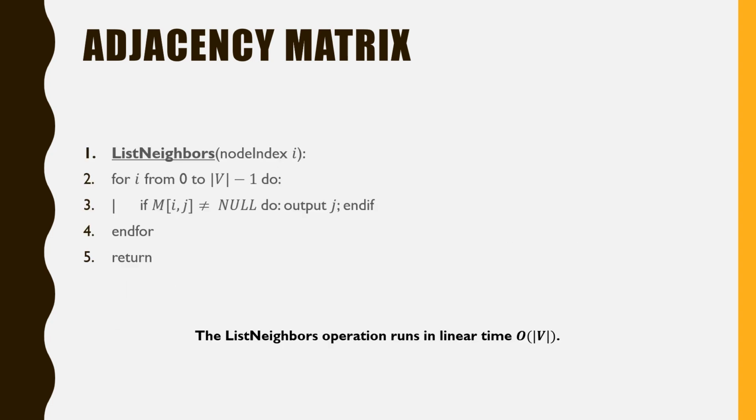The following is the pseudocode for the listNeighbors operation, which takes the index of a node as input and enumerates its neighbors. In lines 2 to 4, it traverses the ith row of the adjacency matrix M, outputting all connected nodes.